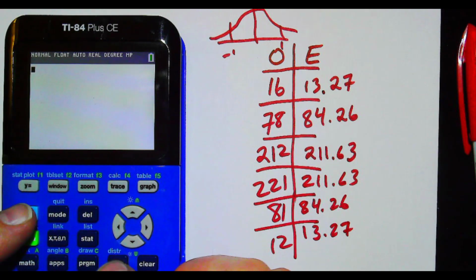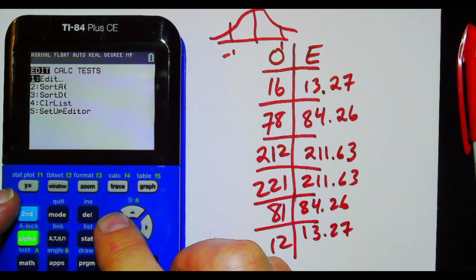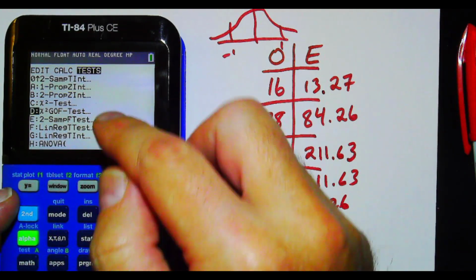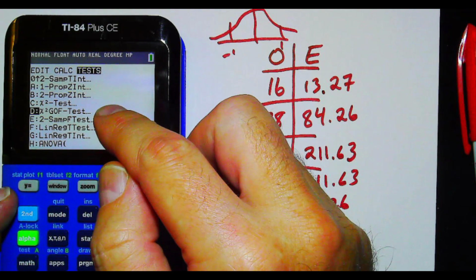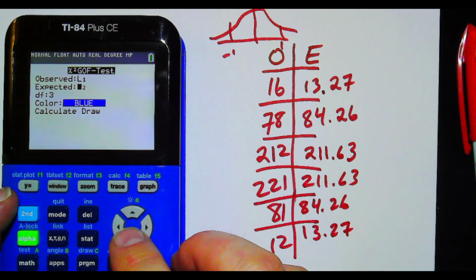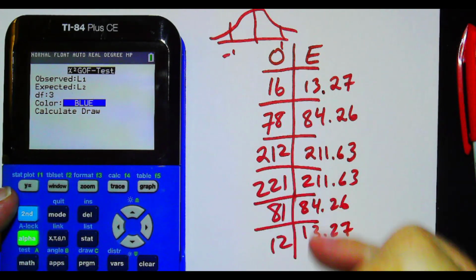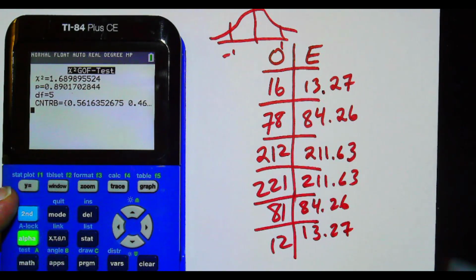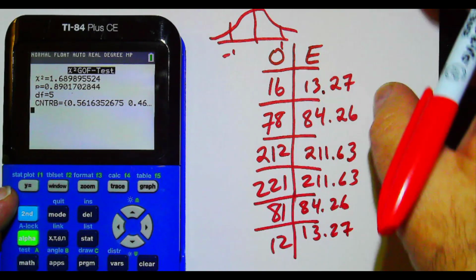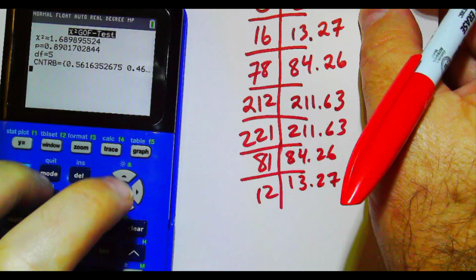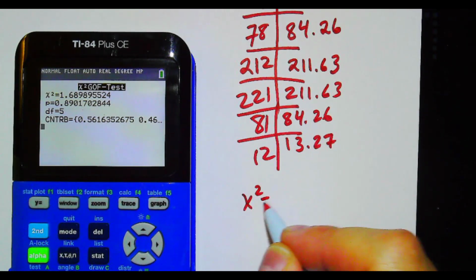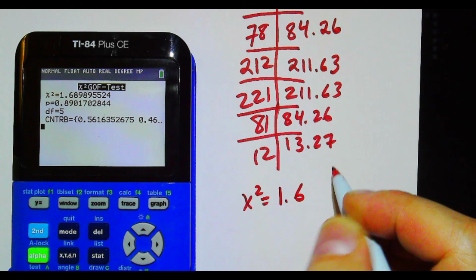We'll now go to our stat tests, and we'll go up from the bottom to the chi-square goodness of fit test. The number of degrees of freedom, we have 6 categories. So the degrees of freedom will be 5. And we find then the p-value and the chi-square value. Chi-square is pretty small, 1.690.